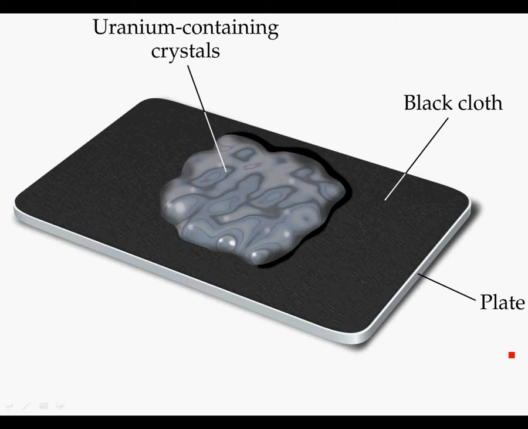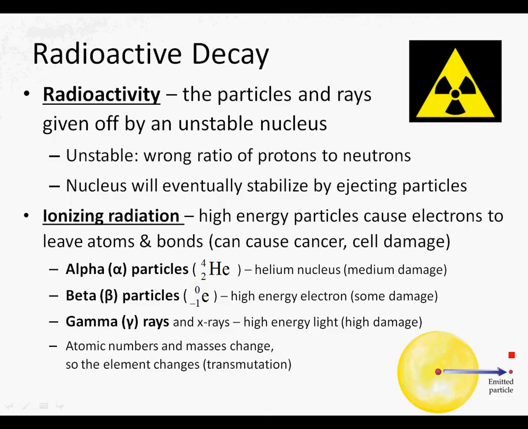Radioactivity was discovered when uranium was being photographed. Black cloth should prevent light from getting on photographic plates and therefore exposing the photograph. But the uranium was somehow giving off some sort of light that could go through the black cloth that people couldn't see, but that showed up on the image. That was called radioactivity.